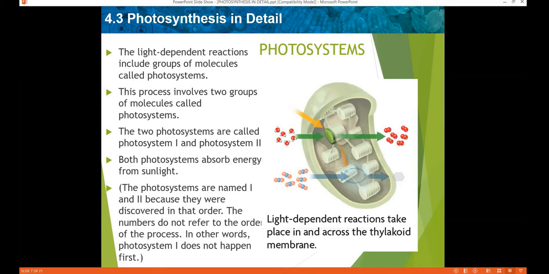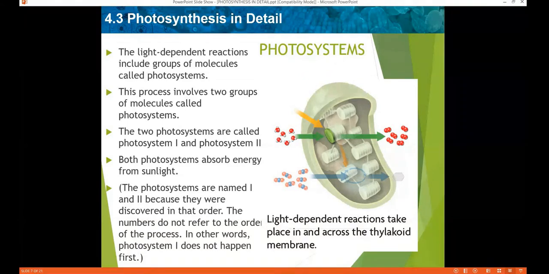The light-dependent reactions are the photo part of photosynthesis. During the light-dependent reactions, chlorophyll and other light-absorbing molecules capture energy from the sunlight. We discussed this in our last lesson. Water molecules are broken down into hydrogen ions, electrons, and oxygen gas. The oxygen is given off as a waste product, and sugars are not made during this part of photosynthesis.